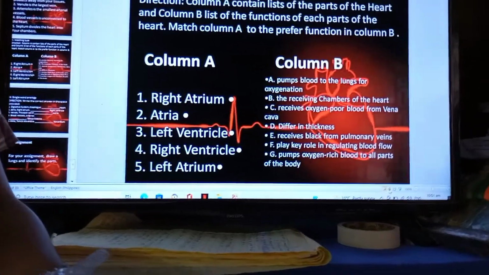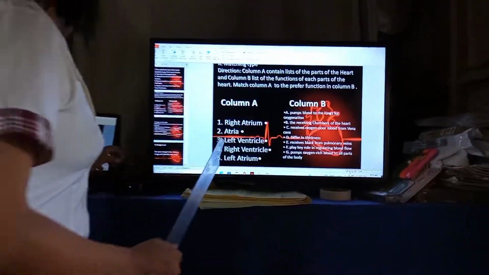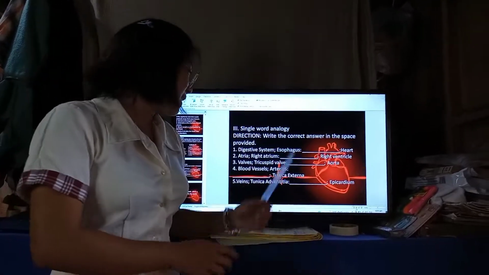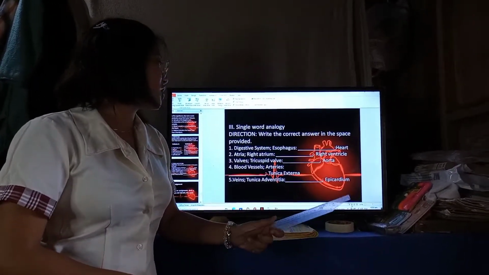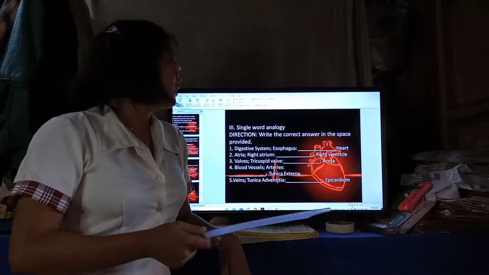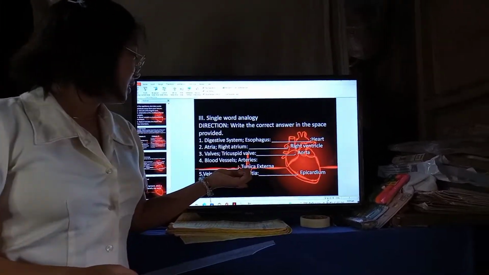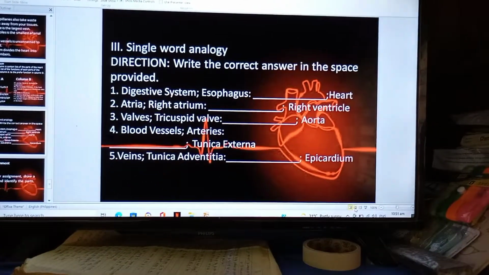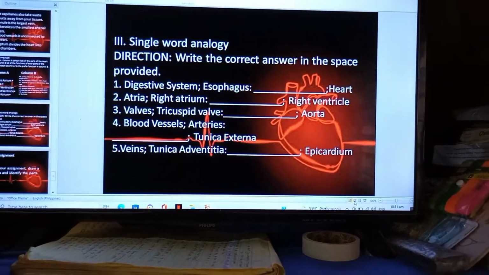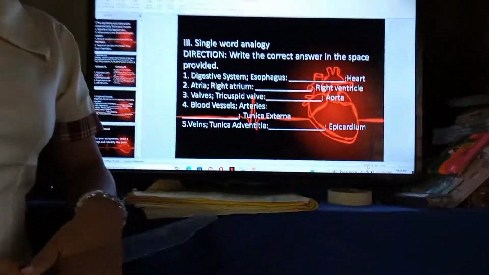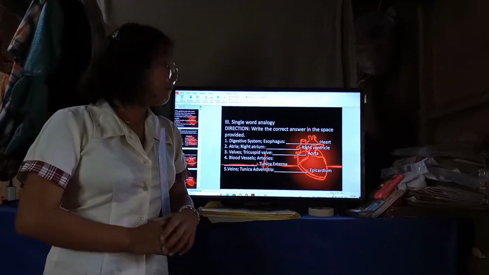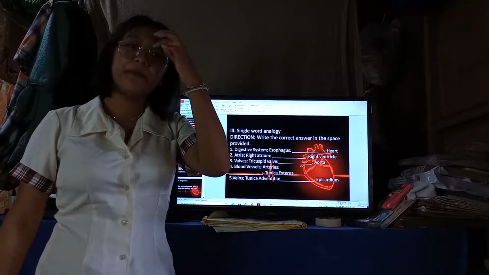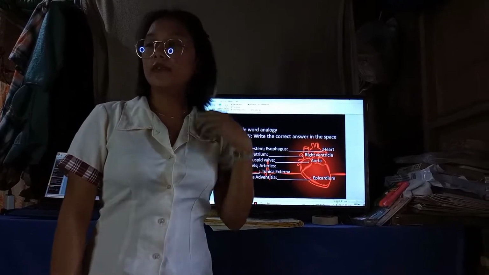Finished or unfinished? Then the third one is the single word analogy. We already did this type of test last week, so you already know how to answer it. I will give you 5 minutes again. So finished or unfinished, please pass your paper in front of you, then give it to me.